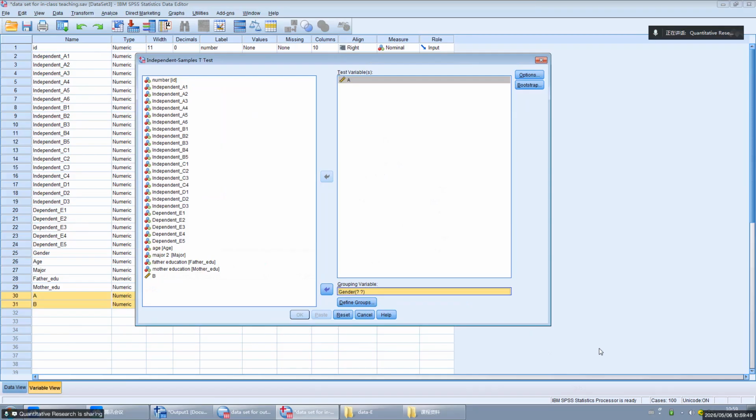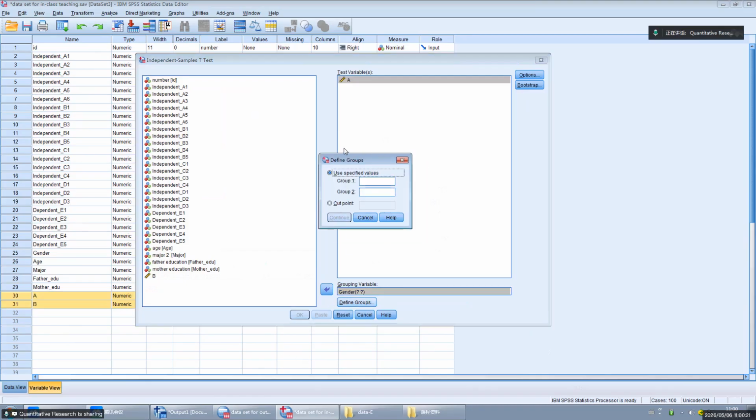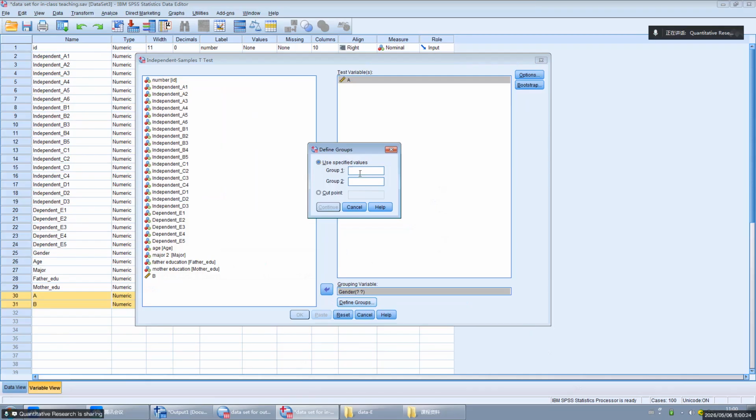So this is the key variable, and this is the grouping variable. Gender goes in here, and now you can see two question marks. Why? Because the software has no idea of the groups, so you have to tell the software the two groups are 1 and 2.